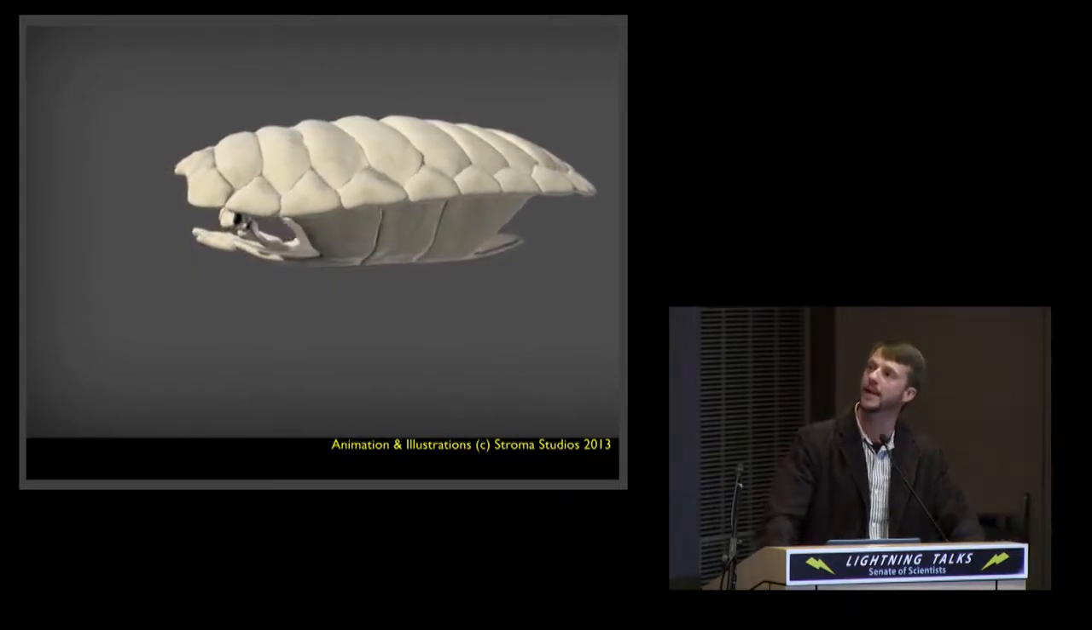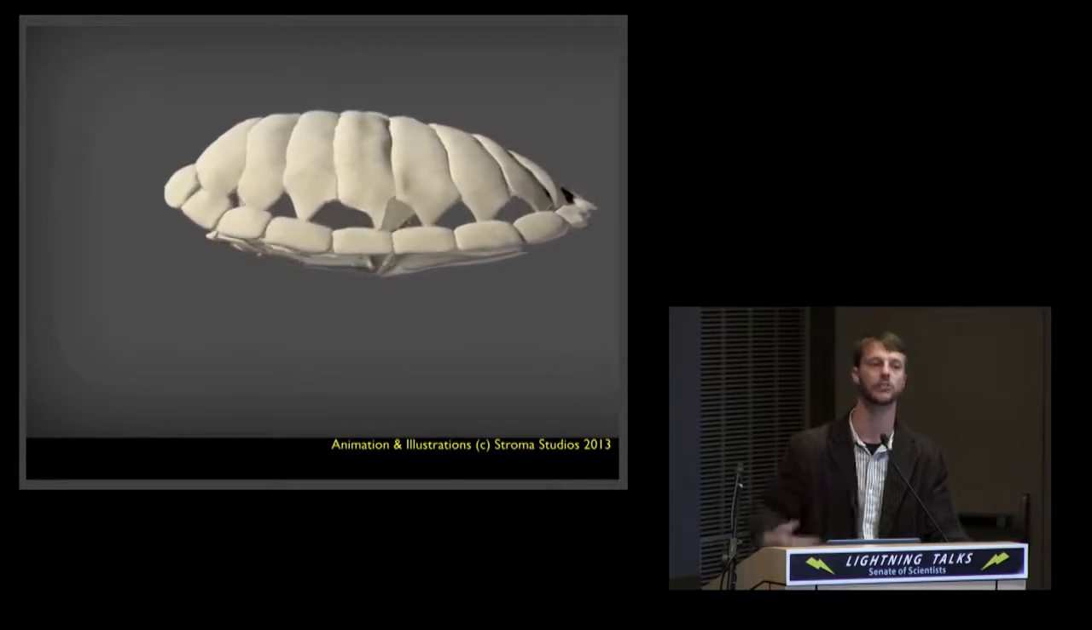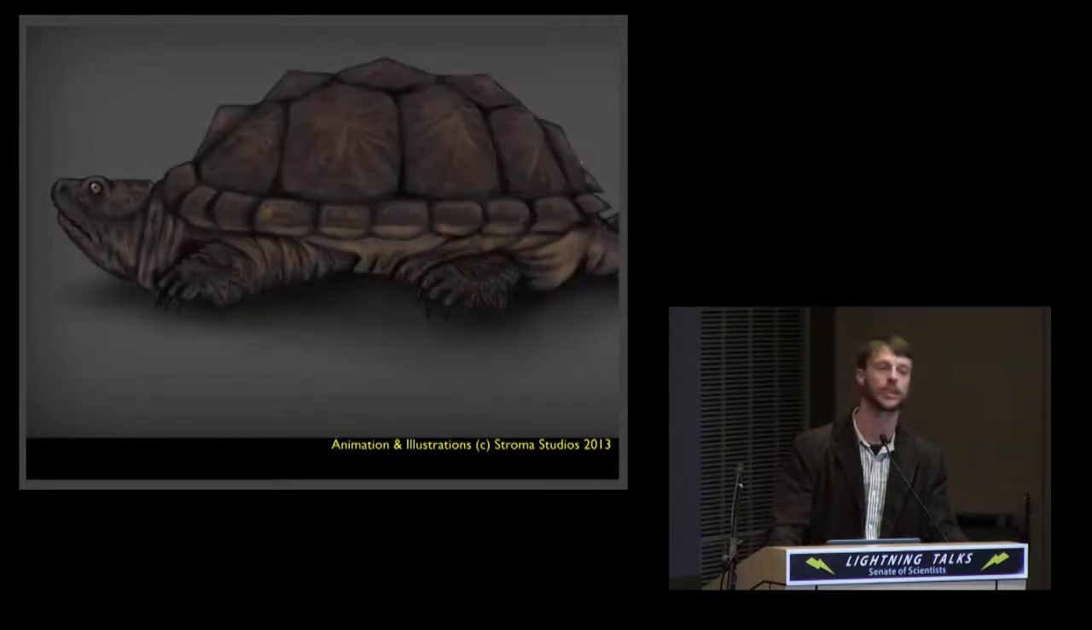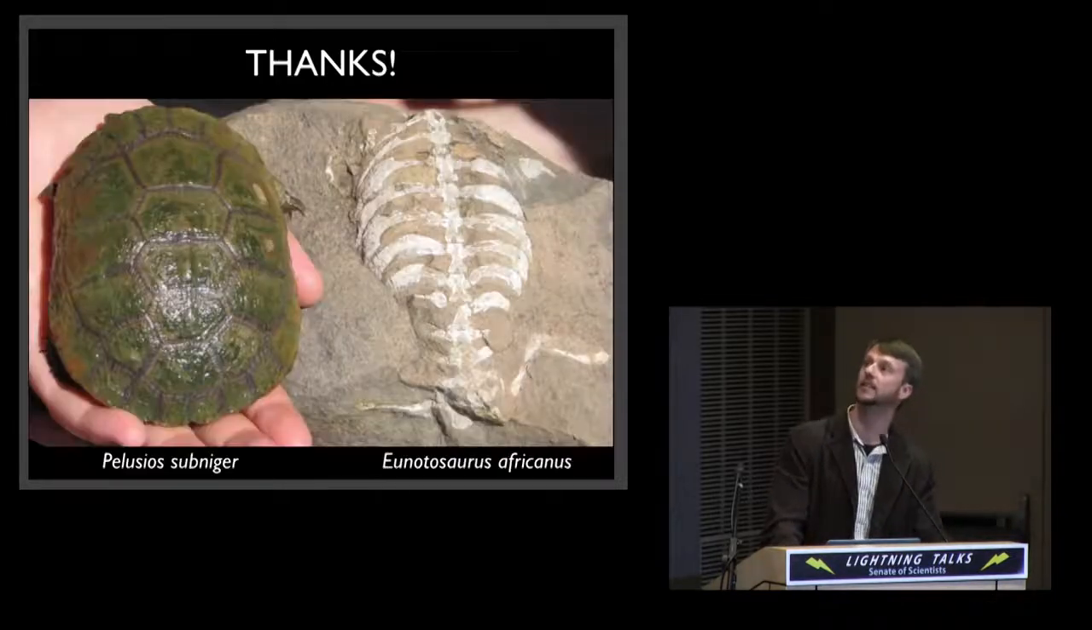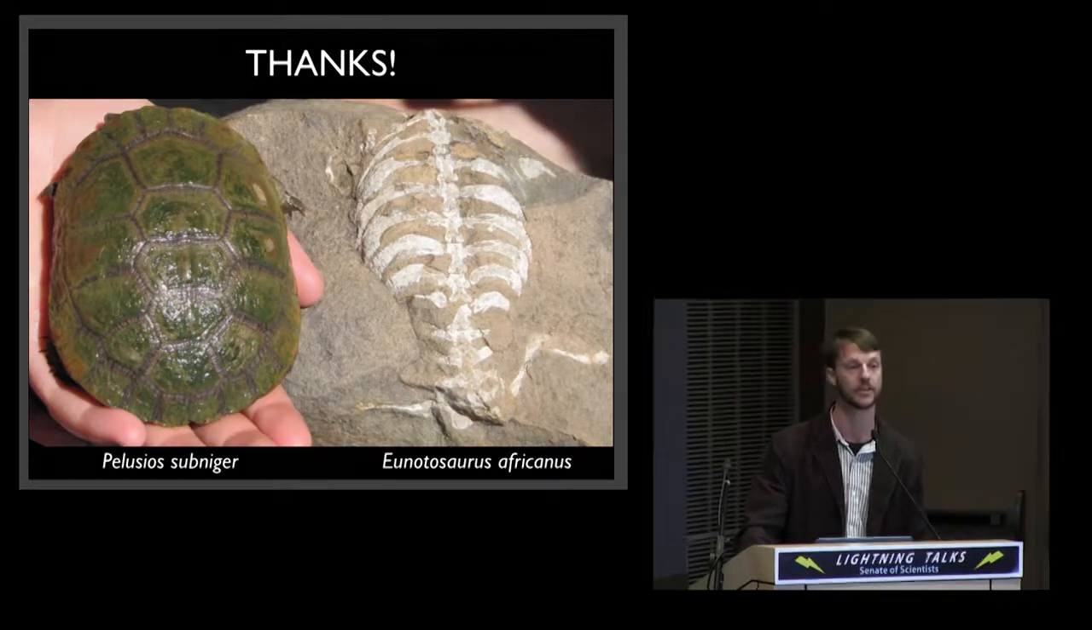Between it and a modern-day snapping turtle, we don't have too many changes. We lose a couple bones in the belly, we have some shape changes, and that's about it. So with that, I'd just like to say thank you for listening and leave you with this image of a modern-day South African turtle with the earliest known basal turtle, Eunotosaurus africanus. Thanks.